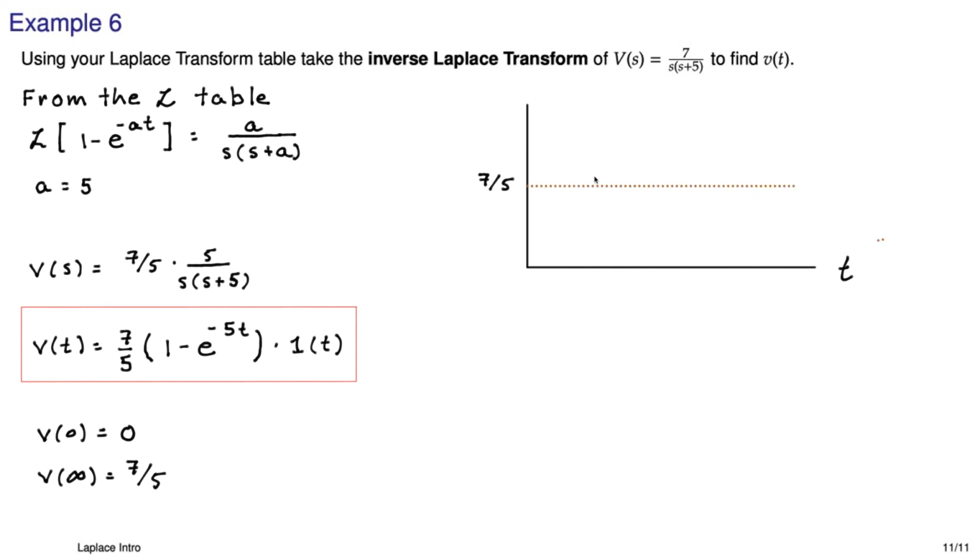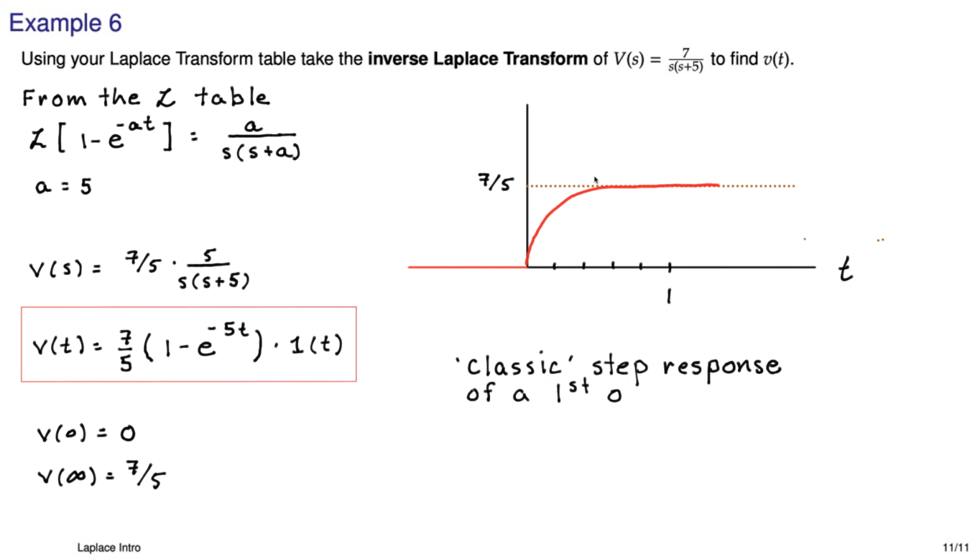So here's our 7/5 line that we should get to in a very nice exponential kind of way, and there's v of t. Now, whenever I see this, I go, oh, that is the classic step response of a first-order system. It's a beautiful thing. It appears all over the place in engineering, and it is the solution to a differential equation that looks just like this one. V dot plus 5v equals a step with amplitude 7.